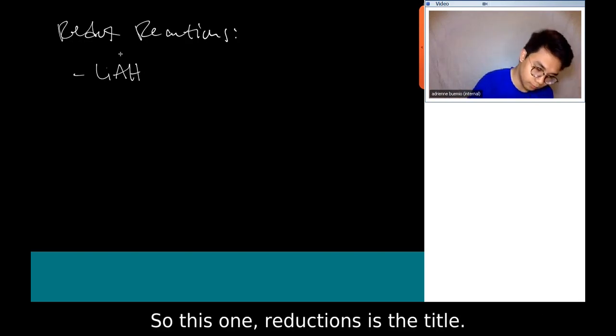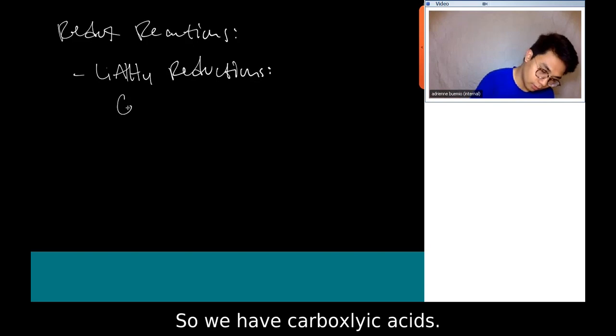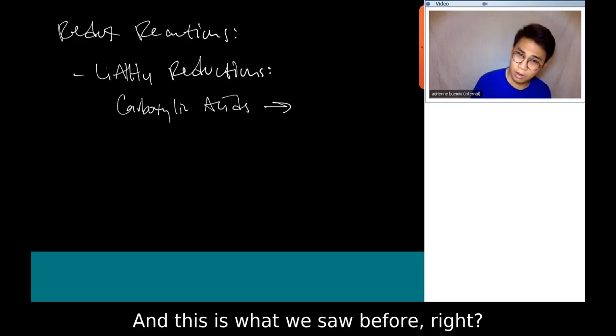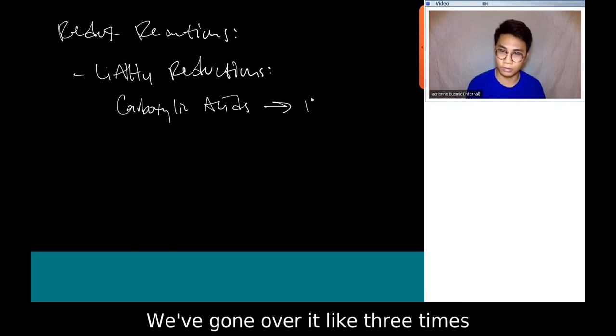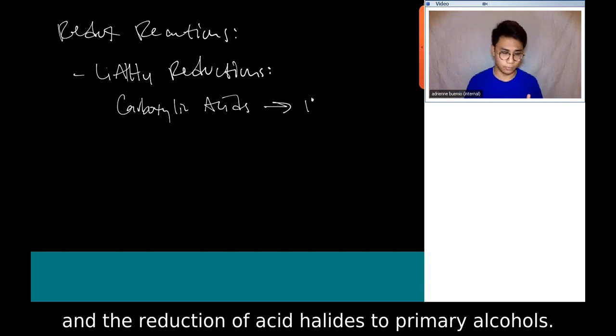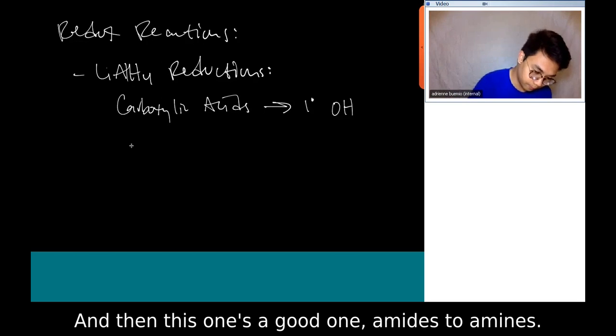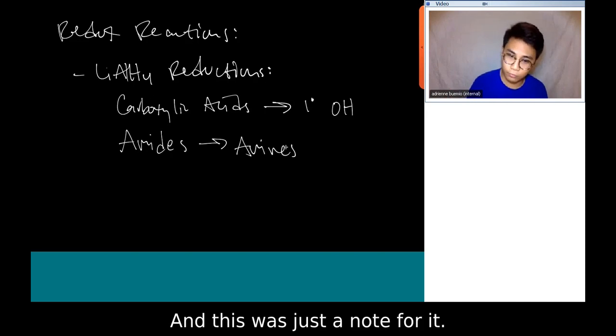So this one, reductions, is the title. So we have carboxylic acids, and this is what we saw before, right? Actually, we know this. We've gone over it like 3 times already, in the reduction of aldehydes and ketones and the reduction of acyl halides to primary alcohols. And then this one is a good one, amides to amines. And this is just a note for it.